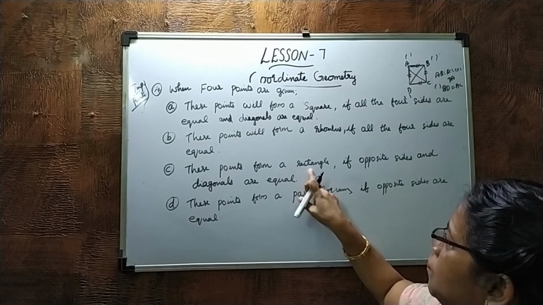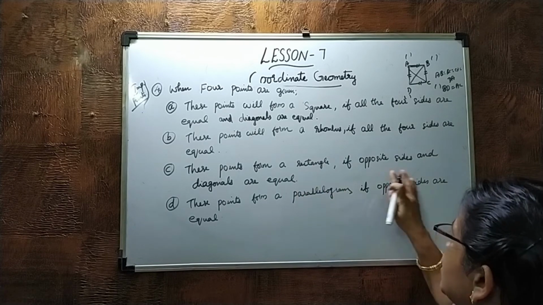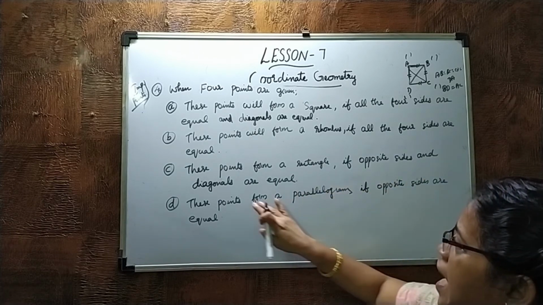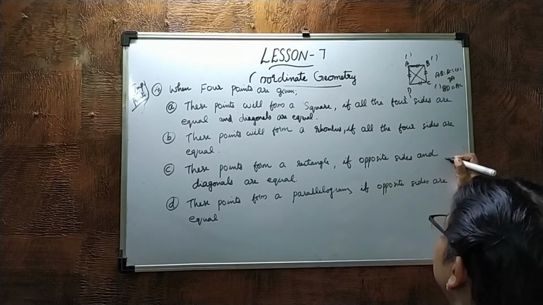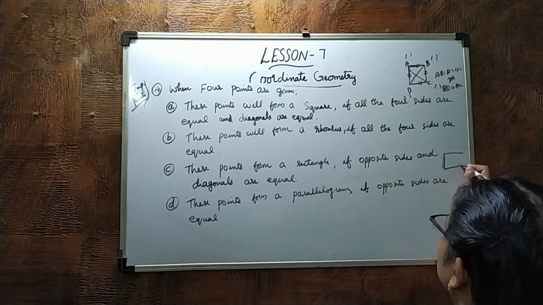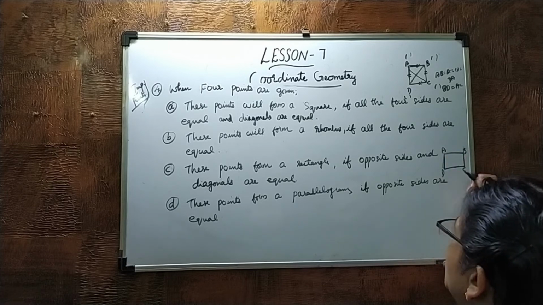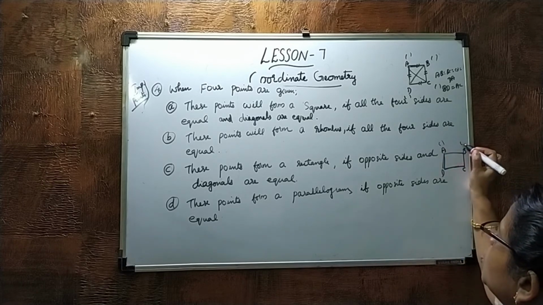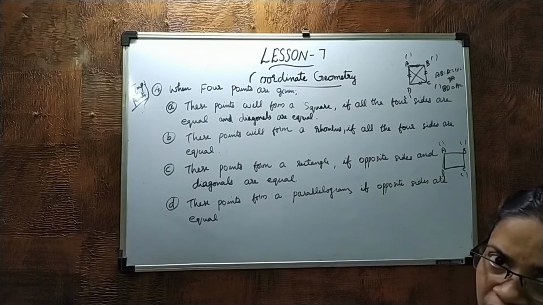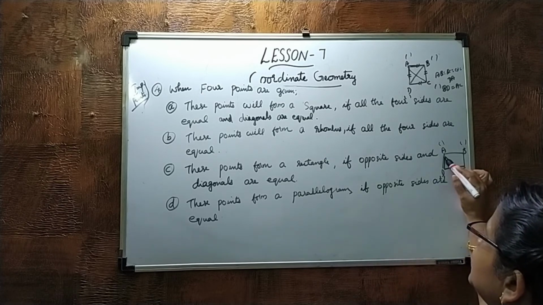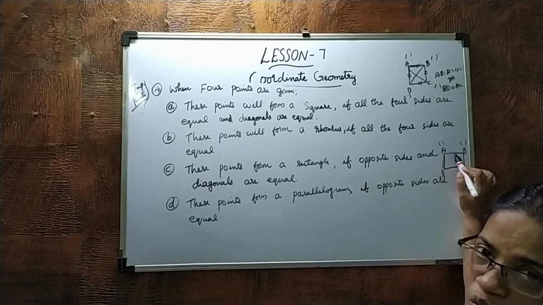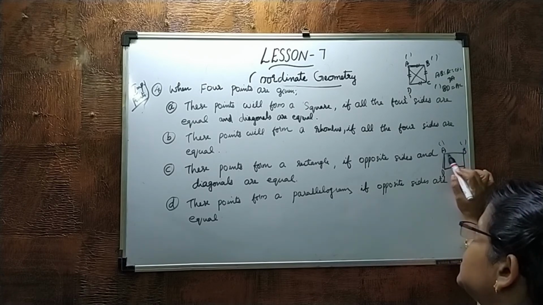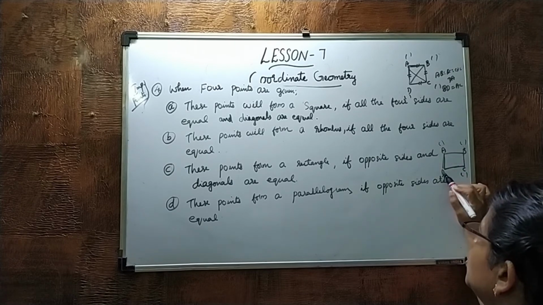The next one, form a rectangle. How will you form a rectangle? If the opposite sides and diagonals are equal. Opposite sides and diagonals should be equal. So if this is a rectangle, A, B, C, D, opposite sides. Here also 4 coordinates they will give you. And how will you find out the distance between AB? Means root of x2 minus x1 the whole square plus y2 minus y1 the whole square. You will get the side AB. It should be equal to CD.